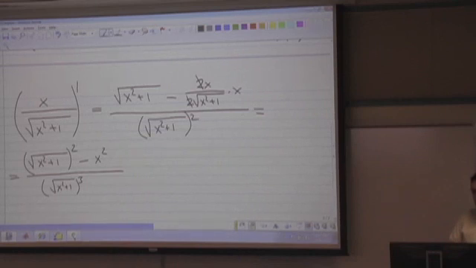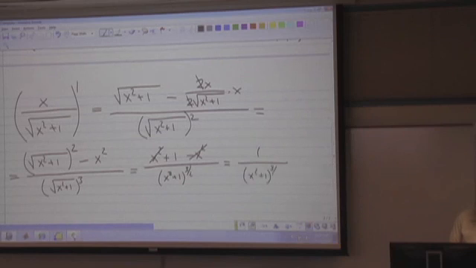Does that make sense? Yeah? Is there anything else to it? Well, what's the square root squared? You have x squared plus 1, sorry, minus x squared, divided by x squared plus 1 to the 3 halves. The x squares drop out, so you're left with 1 over x squared plus 1 to the 3 halves.